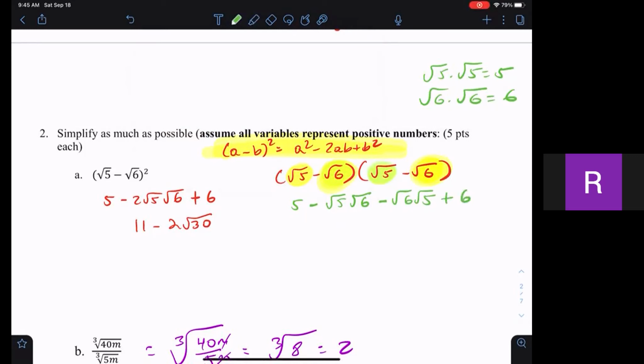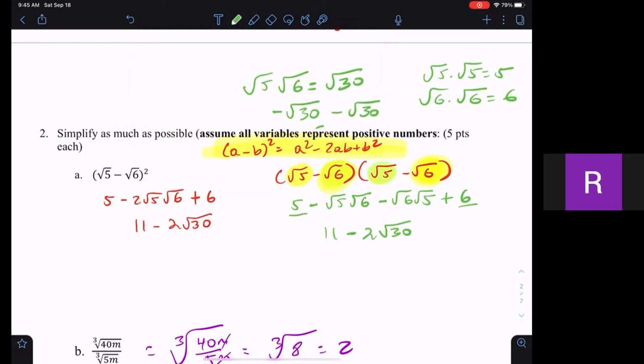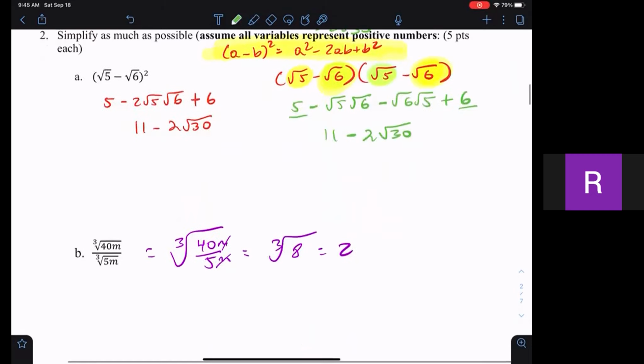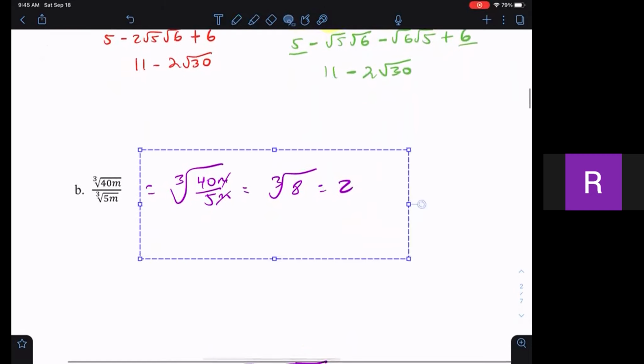Now you combine these two, that's going to be 11. And this is like combining like terms, so this is going to be 2 root 30. If you do one step at a time, root 5 times root 6 is root 30, and then you have 2 root 30, so that's going to be negative 2 root 30. So the same thing. It's up to you what you want to use. This one is not difficult at all.